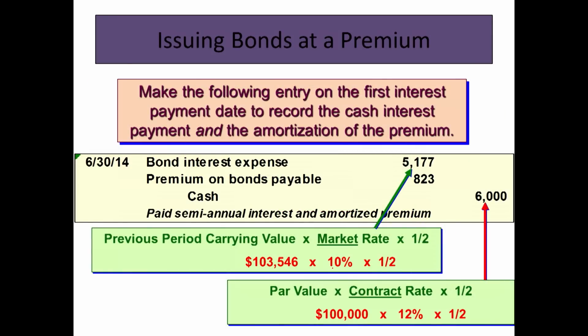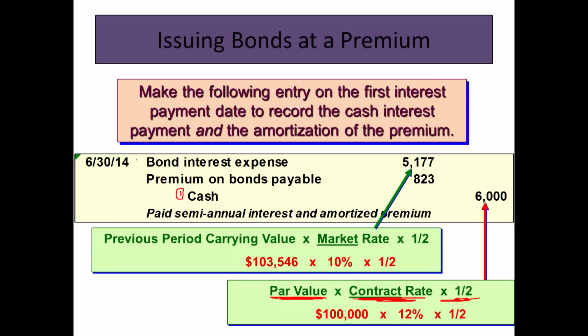What's the interest payment for the first interest payment date? Well, let's go ahead and build the journal entry the same way we built the last one. The first thing we did was, how much do we credit cash for? Once again, you credit cash for par value times the stated or contract rate times 1/2 since interest is paid semi-annually. Isn't that exactly how we computed that for bonds sold at a discount? So that's the first thing you do in the journal entry.